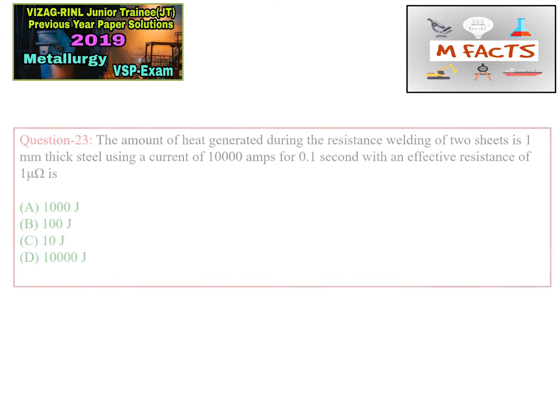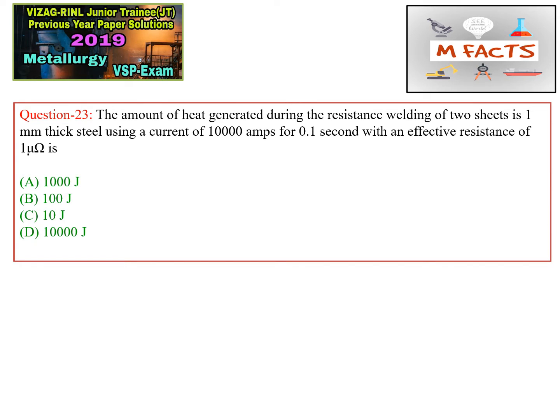The next question is: the amount of heat generated during the resistance welding of two sheets of 1 mm thick steel, using a current of 10,000 amperes for 0.1 second. The effective resistance is also given. They have given the I value, that is the current, 10,000 ampere, and time, that is 0.1 seconds, and the resistance R is equal to 1 micro ohm. So we can convert into ohm, that is 1 into 10 to the power minus 6.